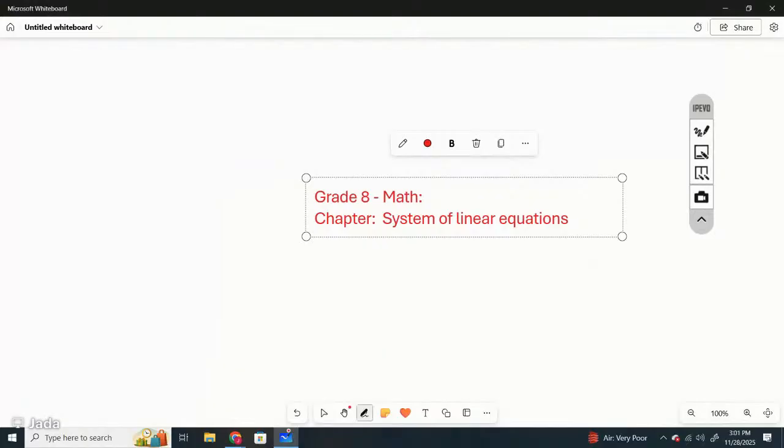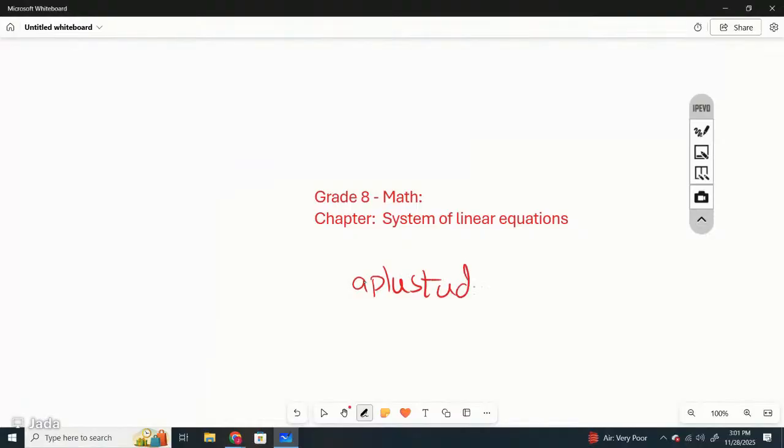So you can find all the lessons on aplustudents.com. You have to log in there using your email address and password as provided by the administrator. Then you have to select math from the subject tab. Scroll down to grade 8 math and then click on view all lessons. There you can find a list of the chapters. We're going to start with the chapter system of linear equations.